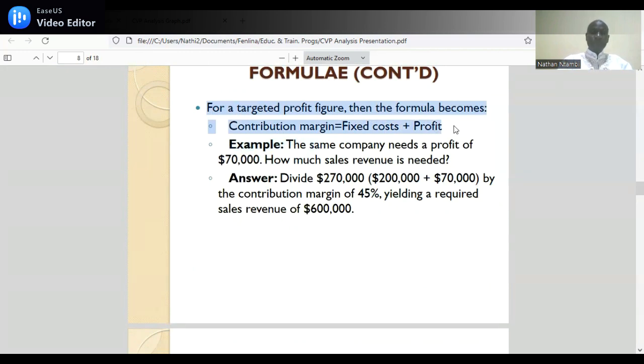For example, the same company needs a profit of 70,000. How much sales revenue is needed? We are just going to use the same formula. We divide 270,000, which is 200,000 plus 70,000, because that's the profit that we need, by the contribution margin of 45%, yielding a required sales revenue of 600,000.